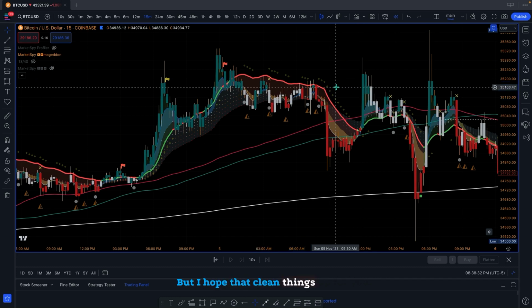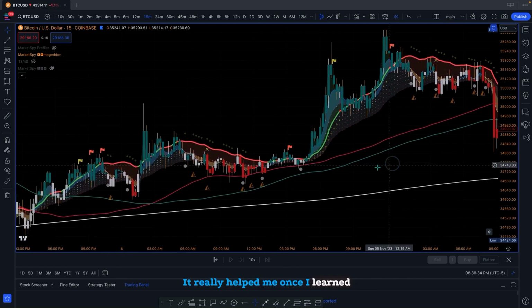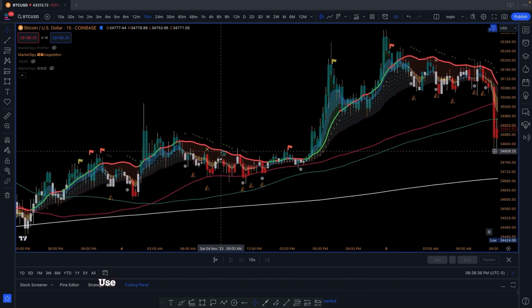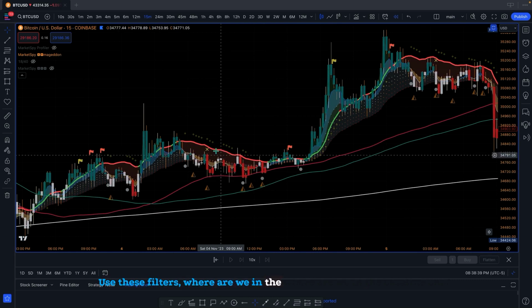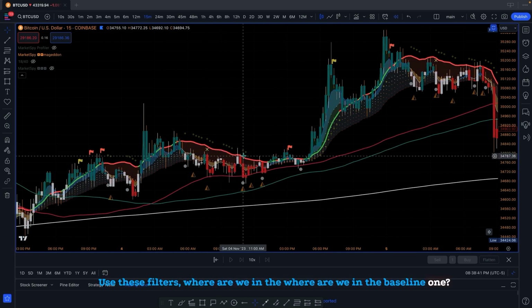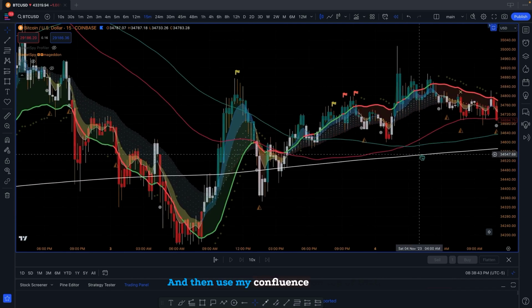But I hope that cleaned things up for you. It really helped me once I learned to use these filters. Where are we into EQ3? Where are we into baseline 1? And then use my confluence on top of that.